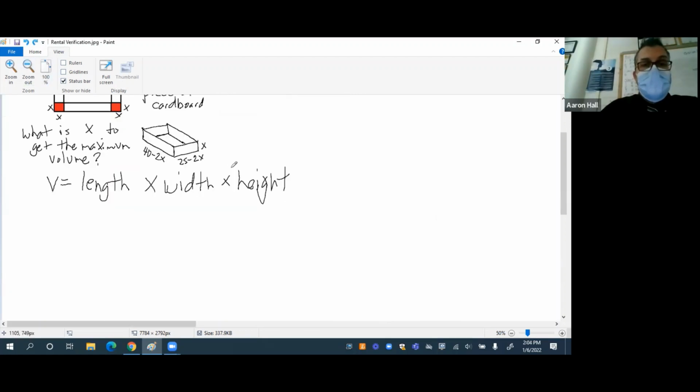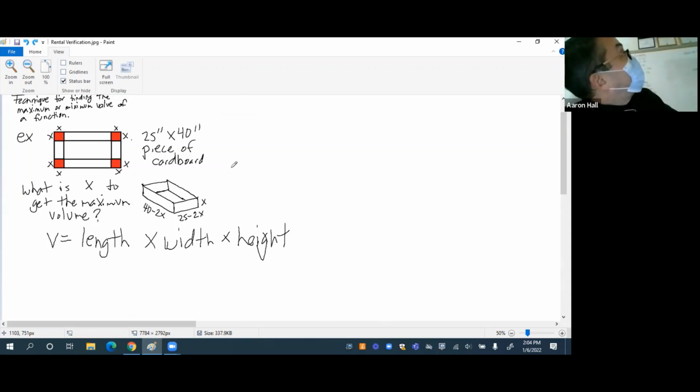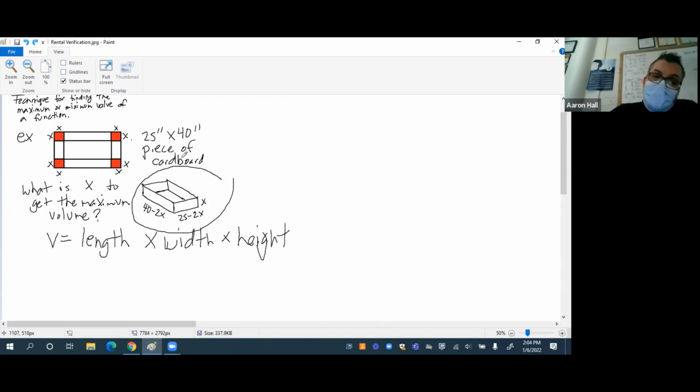Now what I want to do, is that too small when I zoom out that much? What I want to do is take these dimensions and plug them into my equation. So volume becomes what? X times (40 minus 2x) times (25 minus 2x).